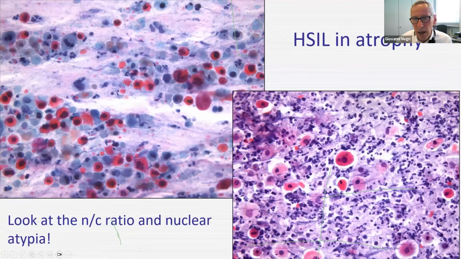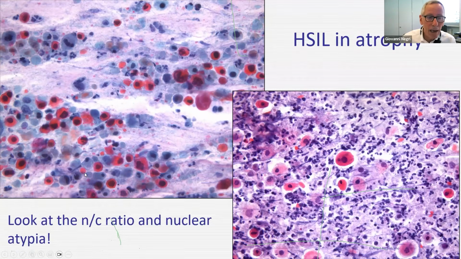Another challenging differential diagnosis may be atrophy. So in atrophy, you may have very evident degenerative changes with nuclei that are very dark because they are degenerated, and you may even have some eosinophilic cytoplasm in this case, but most important, dark, very dark nuclei. But these nuclei are smaller than usual, even for an atrophic smear, as a consequence of pyknosis.